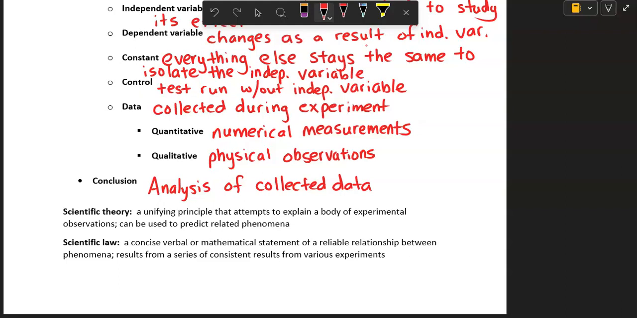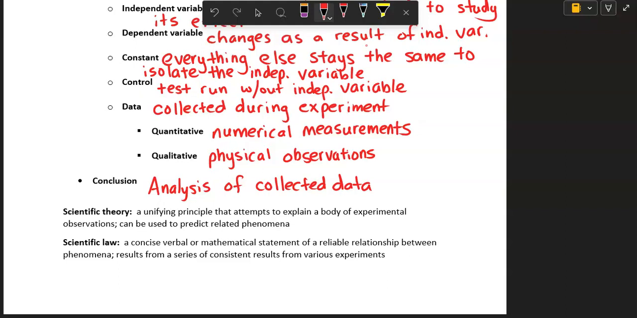Okay? Scientific laws are concise verbal or mathematical statements of a reliable relationship between phenomena. So, gravity is a scientific law. We know that if we drop something, it will fall down, it won't float up. Gravity is scientific law. All right. It results from a series of consistent results from various experiments. So, this is when we can relate things. We'll talk about gas laws later in the year. And those are mathematical relationships between properties of gases that have been repeatedly shown to be true in multiple experiments.